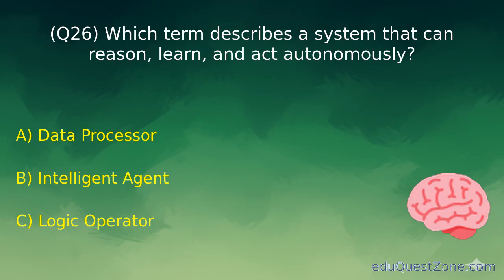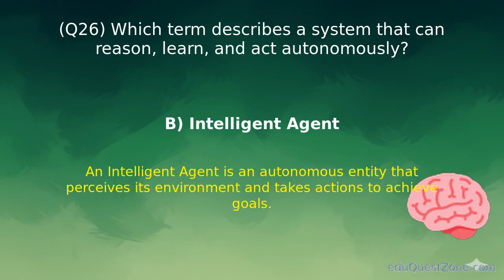Question 26. Which term describes a system that can reason, learn, and act autonomously? Option B. Intelligent agent. An intelligent agent is an autonomous system that perceives and acts to reach its goals.